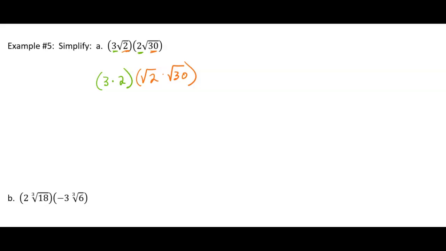We have the properties of multiplication, the commutative property and the associative property, so we can move stuff around like that. So then I'm going to have 6, and then the radical part, that's what we just learned. That's going to be the square root of 60. Now, you don't have to write the square root of 60 if you don't want to. You could have said 2 times 30, because you're going to break this down anyway. You're going to have to simplify it.